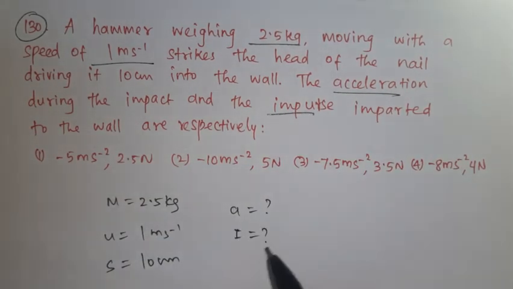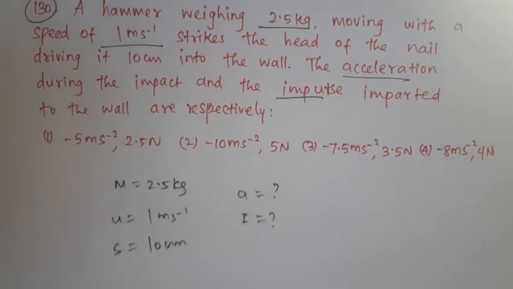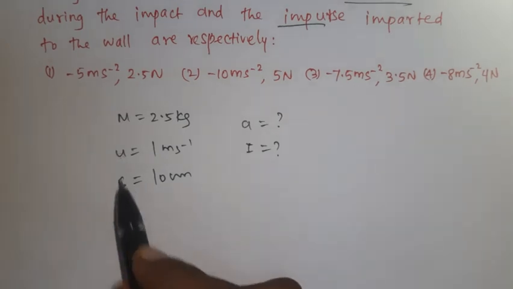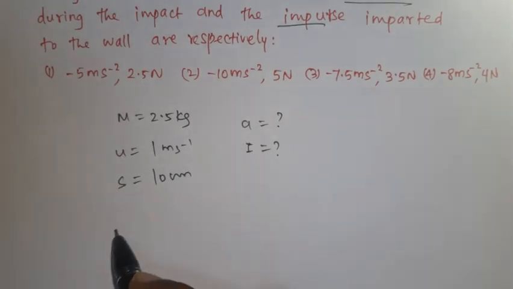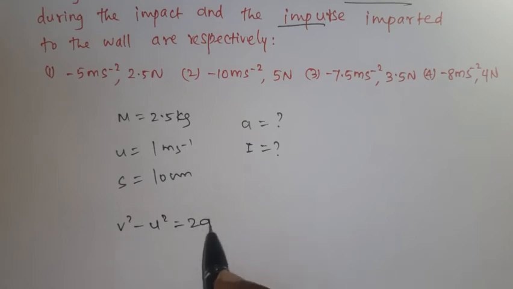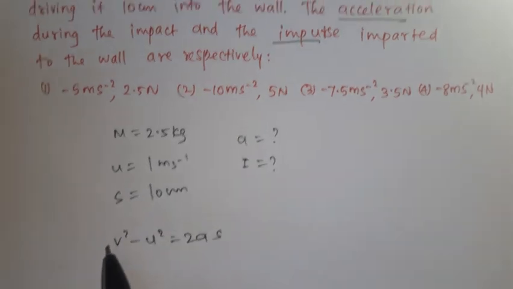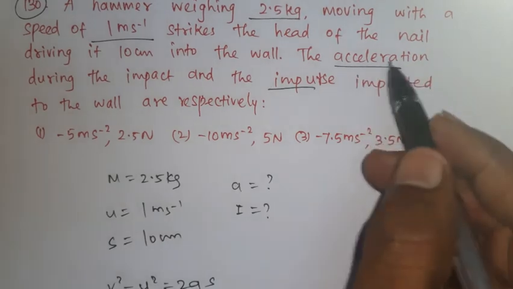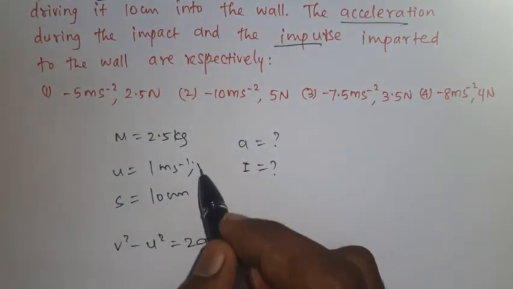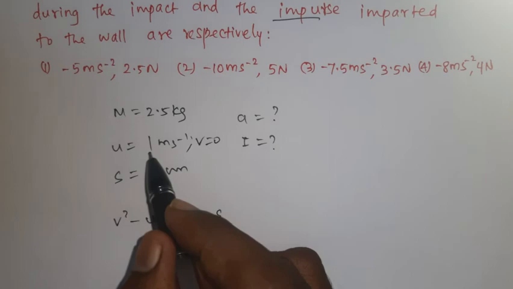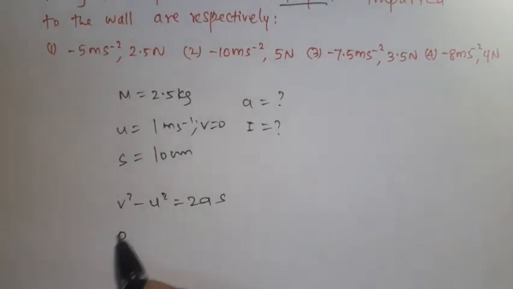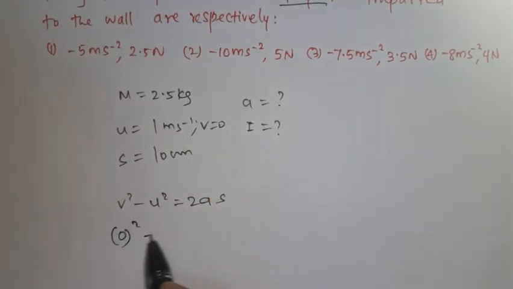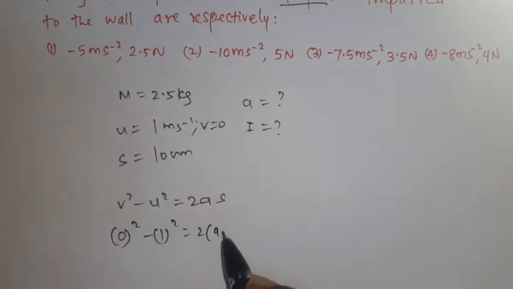Impulse is nothing but change in momentum. So two things we have to find out. Now we can use one of the equations of motion here, that is related to v square minus u square equal to 2as. Now the nail is going to be at rest, so final velocity is going to be 0. So v will be 0. Initial velocity is 1. So 0 square minus u, the value is 1, 1 square is equal to 2 a. We are going to find out acceleration. s, distance moved, 10 centimeter.